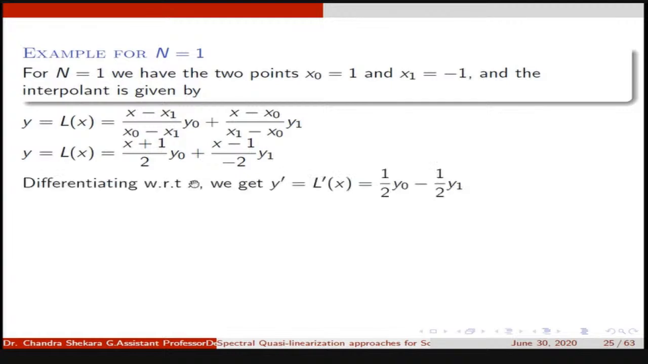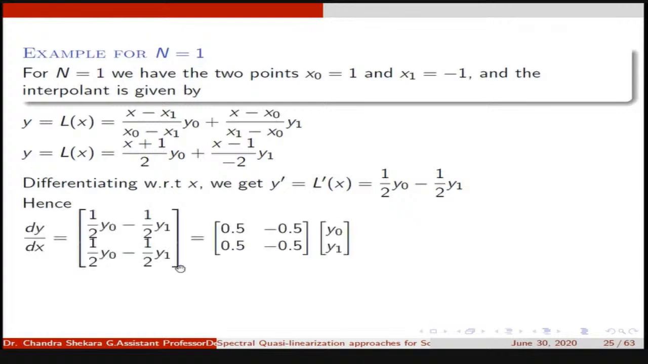So to find the differentiation matrix, we just differentiate this Lagrange's polynomial. We get y dash, dy by dx, which is nothing but L dash, that is dL by dx of this. We get this derivative as half into y0 minus half into y1. Now you evaluate this y dash at the collocation points x0 and x1. Then we can write that in the form of a matrix, as y0 and y1 are unknown. We represent this as a 2 by 2 matrix with the entries minus 0.5, minus 0.5, 0.5, and minus 0.5, multiplied by the vector y0, y1. This is a vector and this is a differentiation matrix.